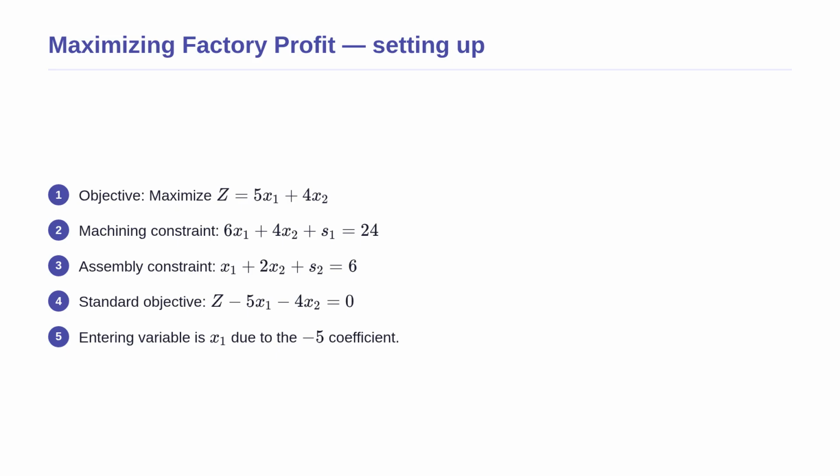We chose the tableau approach because both products share the machining and assembly hours. Looking at our standard objective function, the most negative coefficient is -5. Therefore, x1 is our entering variable, meaning we want to produce as much of product 1 as possible to quickly boost our profit.